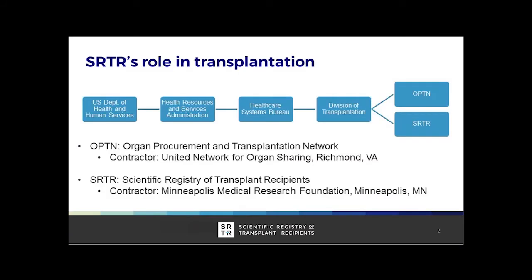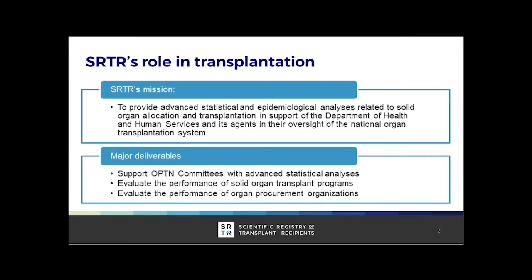I'd like to begin by just reviewing briefly the SRTR's role in the transplantation system in the United States. The SRTR is, if you look on the right of the slides, a sister contract to the Organ Procurement and Transplantation Network. Both are contracts within the Division of Transplantation of the Healthcare Systems Bureau of the Health Resources and Services Administration in the U.S. Department of Health and Human Services. The OPTN, of course, is operated by UNOS in Richmond, Virginia, and they're running the nuts and bolts of this system and the waiting lists and the matching system and getting the organs where they need to be. And the SRTR's role, I will highlight on the upcoming slides.